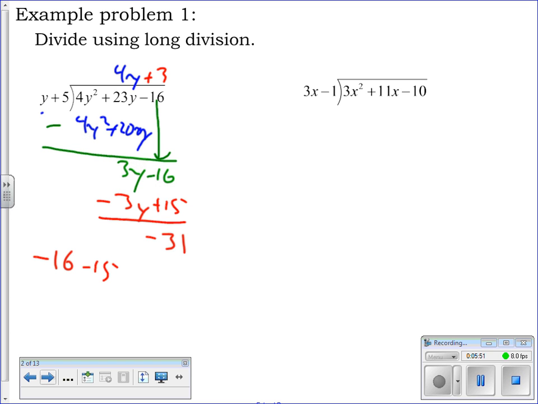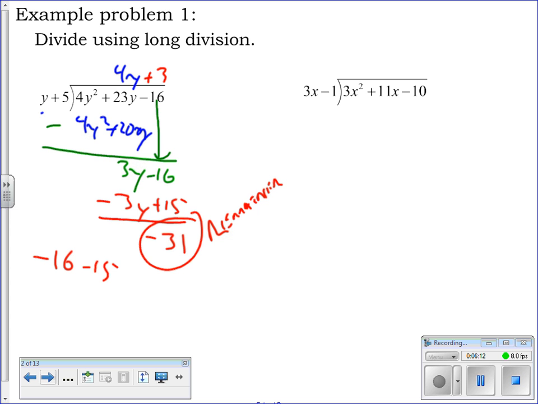So this is my remainder. That's my remainder. It's what's left over. When I get done at the end, I have a remainder. Now, there are 2 ways to deal with your remainder, 2 ways to write my final answer.